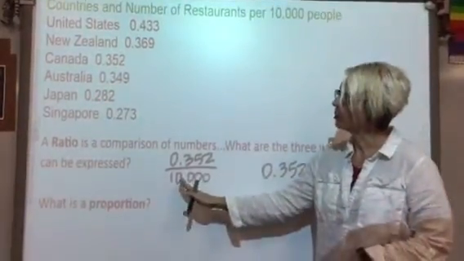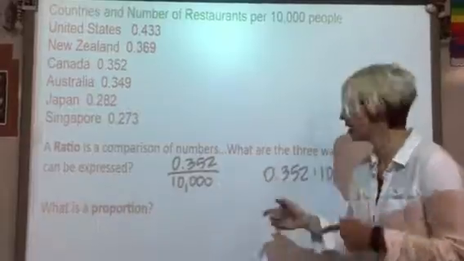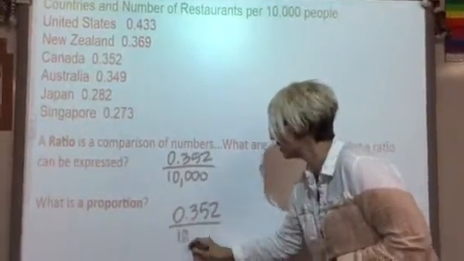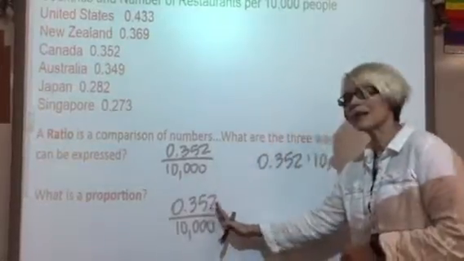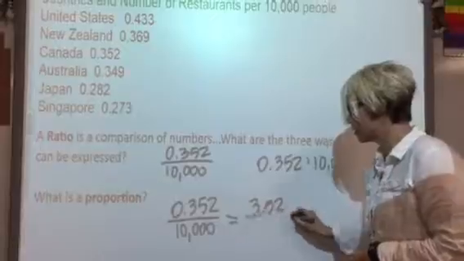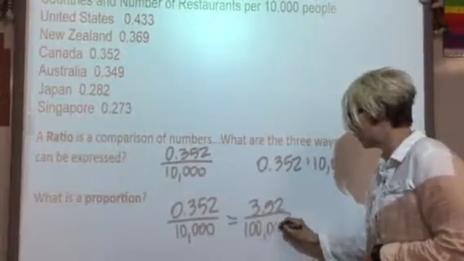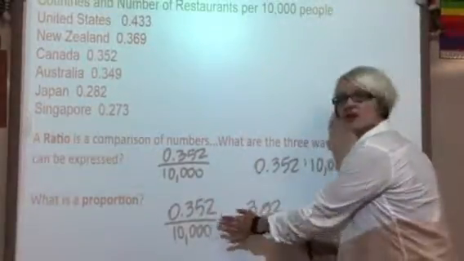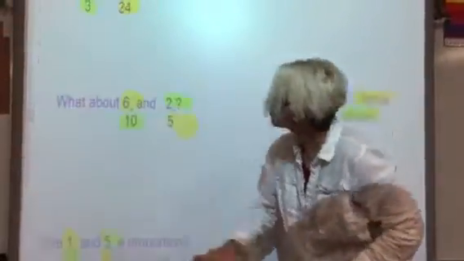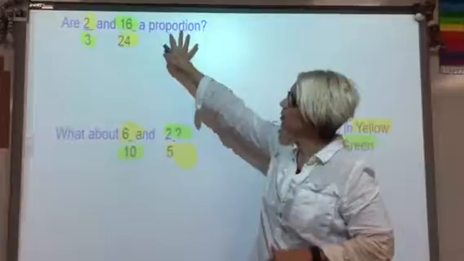A proportion would be if I could set up an equality statement. So this is the number of restaurants per 10,000 people. If I multiplied by 10, I would have 3.52 restaurants per 100,000 people. Now this is a proportion because these are equivalent, and I'm going to show you some ways to check that in a moment. So is this a proportion?